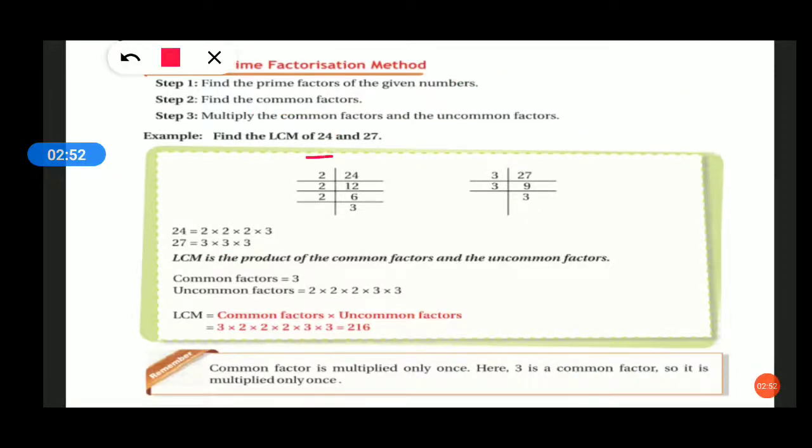See here, for 24 and 27. So take the LCM for 24. For 24, first check from the least prime number. What is the least prime number? We have 2. So in the 2 table 24 will go. 2 twelves are 24. Again 12 will go in the 2 table. 2 sixes are 12. Again 6 will go in the 2 table. 2 threes are 6, then 3, then 1.